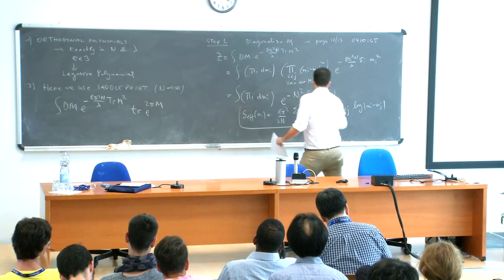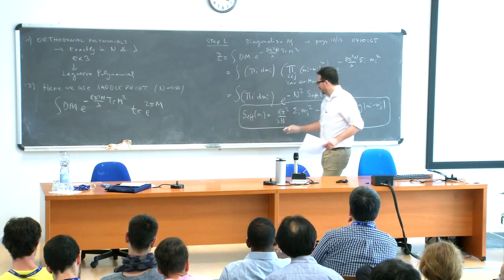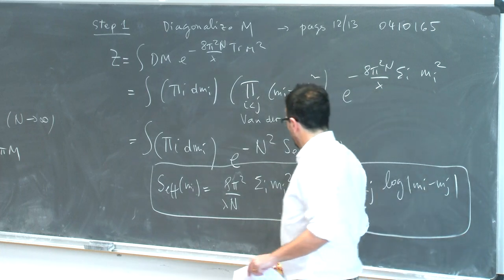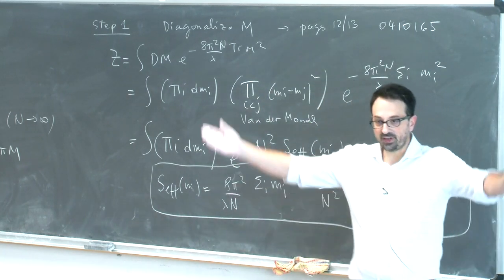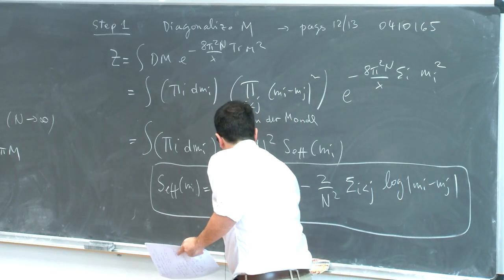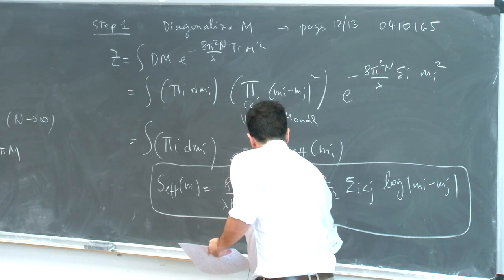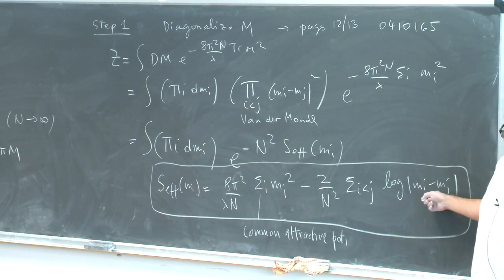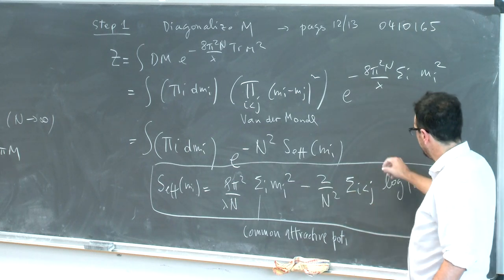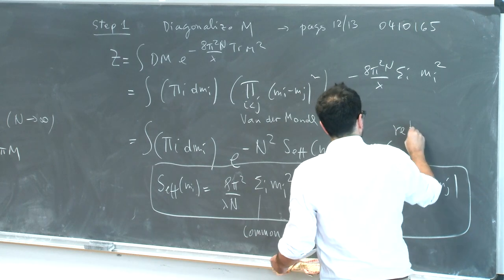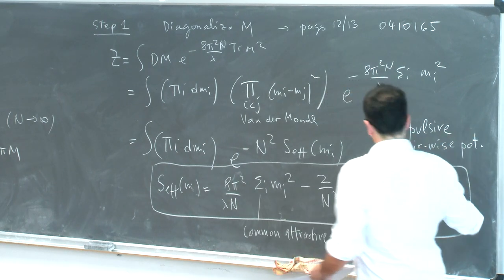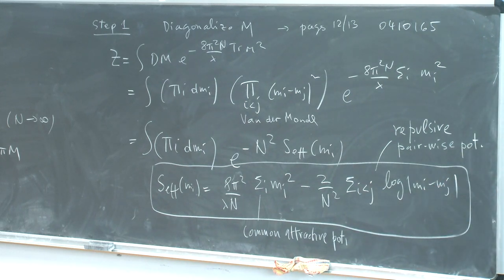So now you can think of this as an effective action in which you have n particles on the line, called mi. There is a common quadratic potential well for all of them, a common attractive potential. And then the log gives you a repulsive pairwise potential.